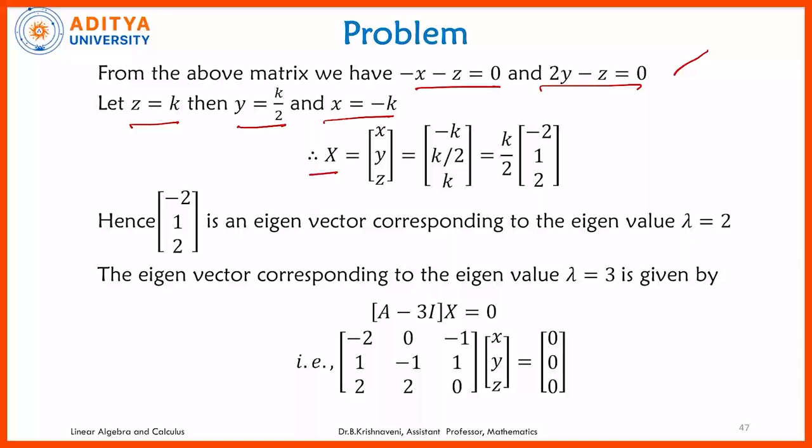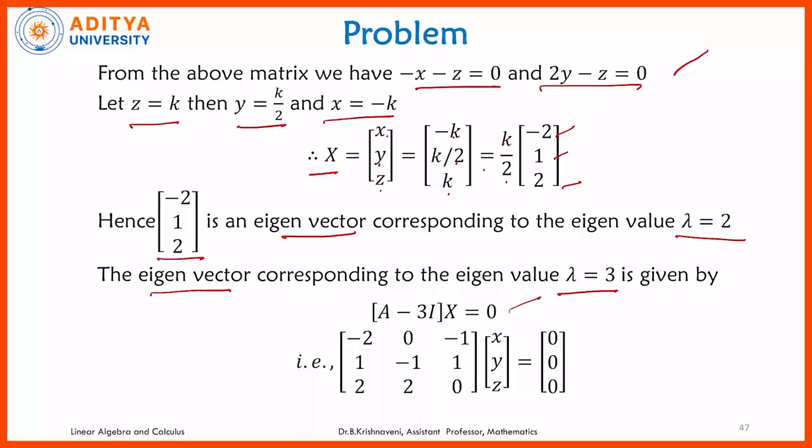So hence x, y, z is equal to minus k, k by 2, k, that can be written as k by 2 into minus 2, 1, 2. That is, the vector minus 2, 1, 2 is an eigenvector corresponding to lambda is equal to 2. Similarly, let us find the eigenvector corresponding to the eigenvalue lambda is equal to 3.